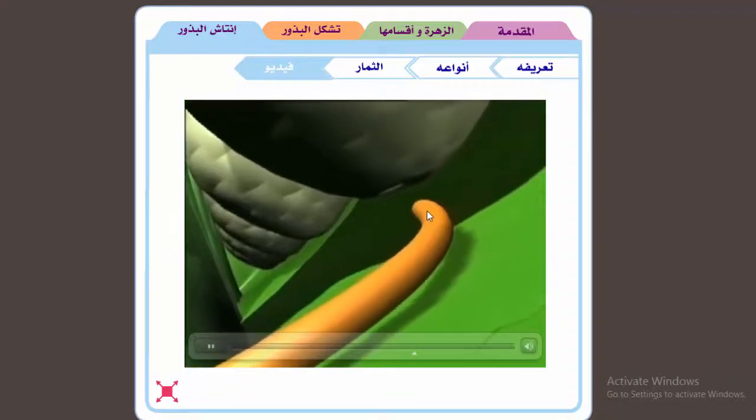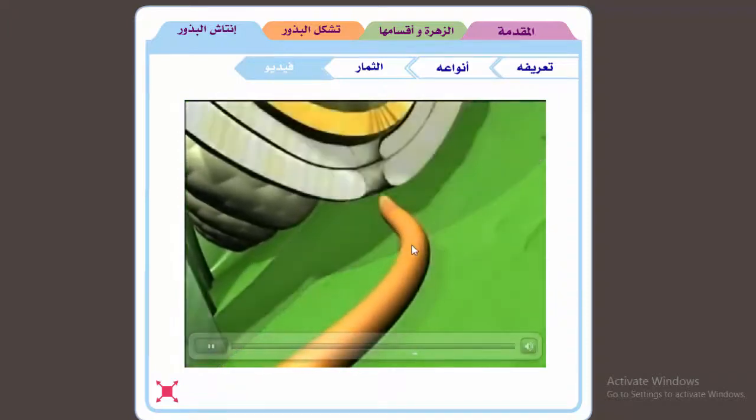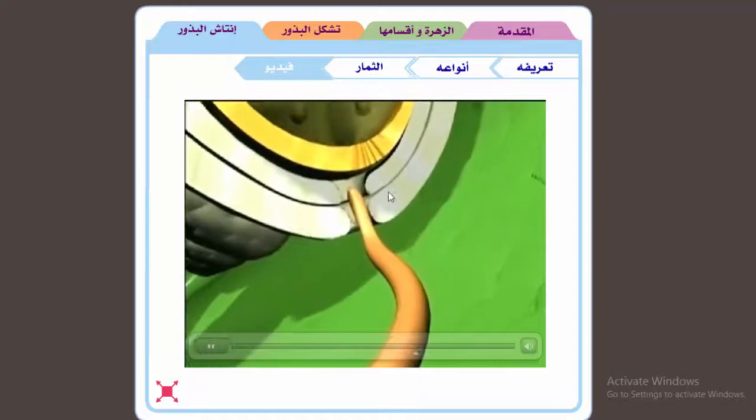The pollen tube grows into the micropyle, where it penetrates the megasporangium.